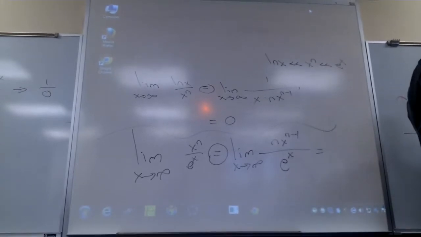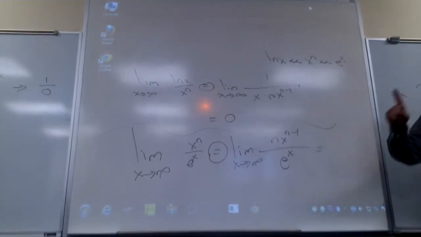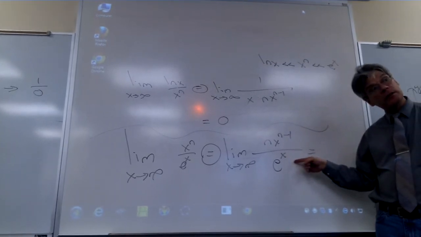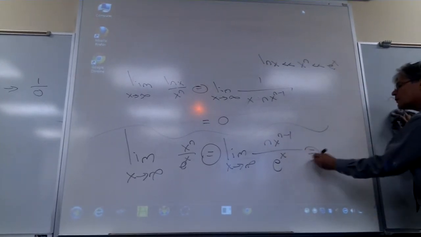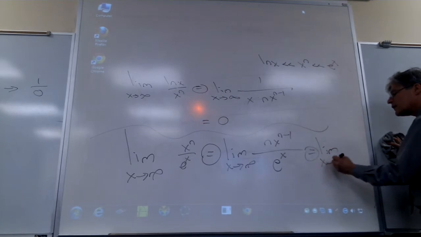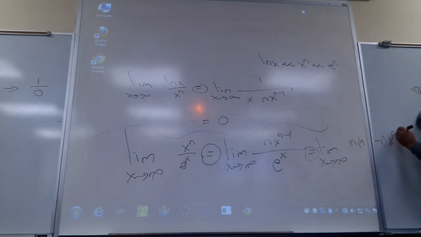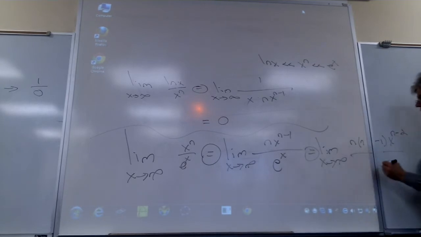L'Hopital's rule how many times? Just once. However, as x increases without bound, do you guys not agree you get infinity over infinity again? Oh, shoot, I guess we have to apply L'Hopital's rule again then. That gives the limit as x increases of n times n minus 1 times x to the n minus 2, all over e to the x. But shoot, now when you evaluate the limit, what do you get?